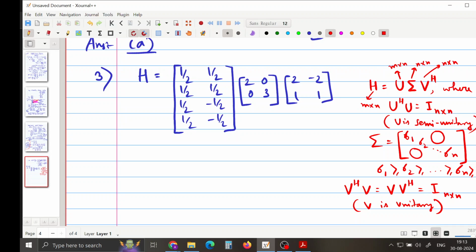SVD is not necessarily unique. The factorization is not necessarily unique. So this is just one representation where I am choosing my U, sigma and V of this form.